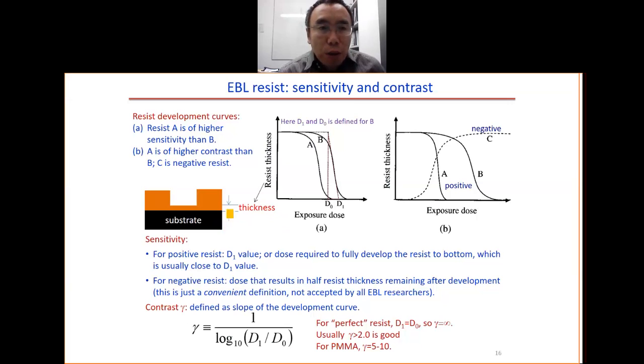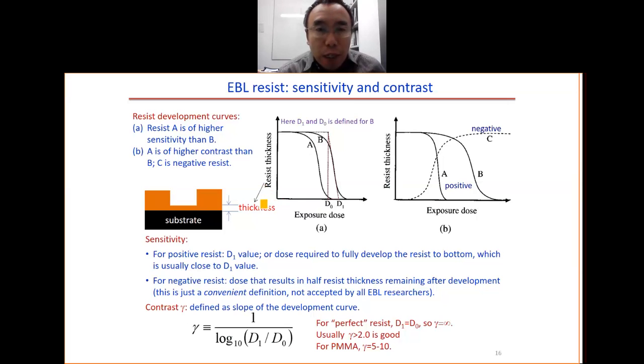For the case of the positive resist, also A and B, they are positive resist. After exposure and development, this part will be developed, and this is the remaining thickness. So the axis here is the remaining thickness. Normally we also use the normalized remaining thickness. It's the same thing.